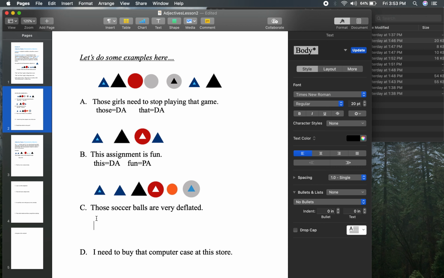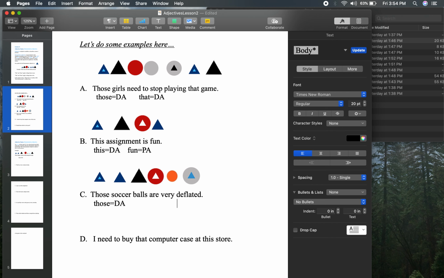So let's do "those" in this one, descriptive adjective. And I think that's it for that one, okay? If you want to, you can label some of these parts of speech, participle, if you want. I'm going to be teaching you guys these parts of speech for a long time. It helps to start now.